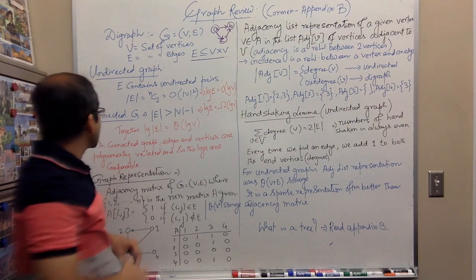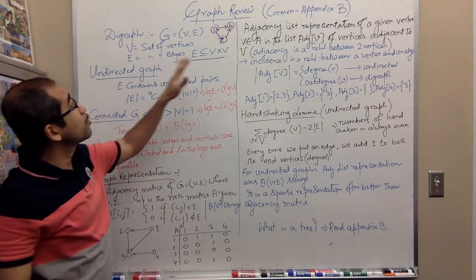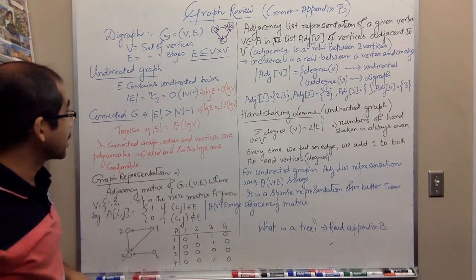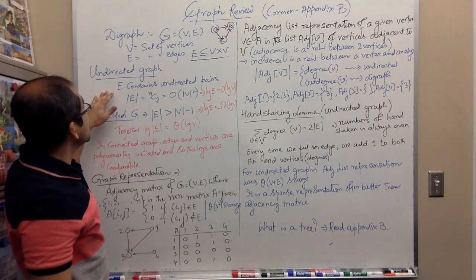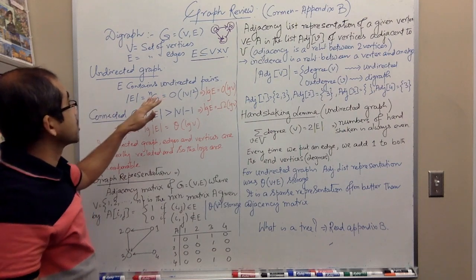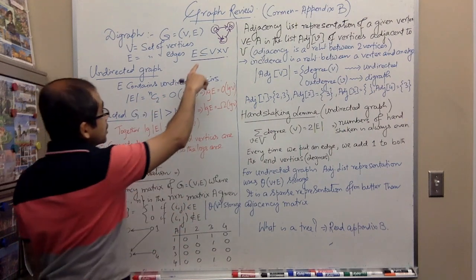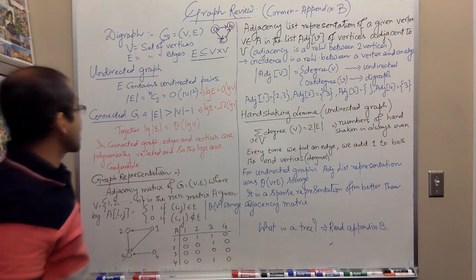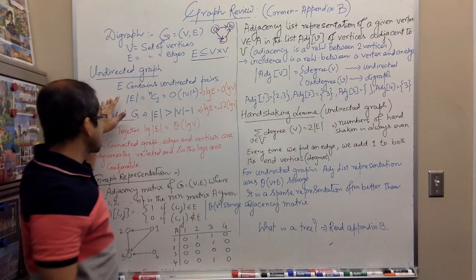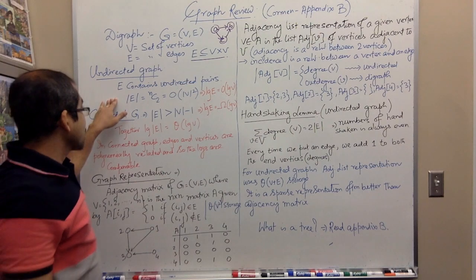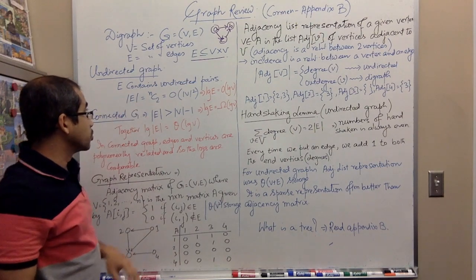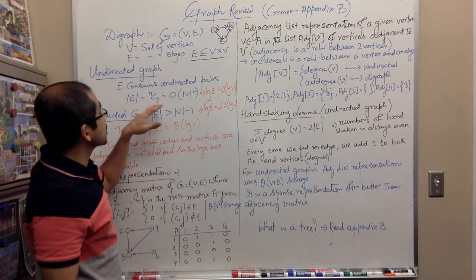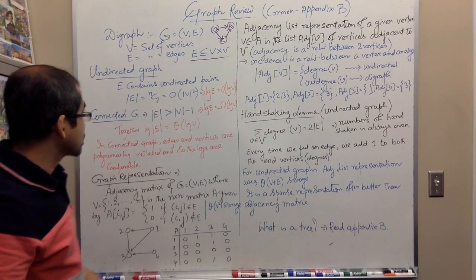Now you see the undirected graph. This is just the opposite of the directed graph, where the direction between a pair of vertices is not important. So E contains undirected pairs, meaning a connecting vertex pair but with no direction. What about the size of the set E? Mod E is n choose 2. You pick any two vertices and make a connection between them. How many such connections are possible?